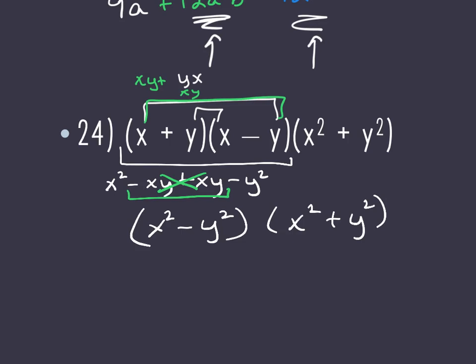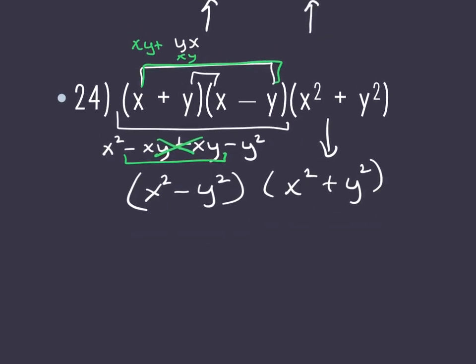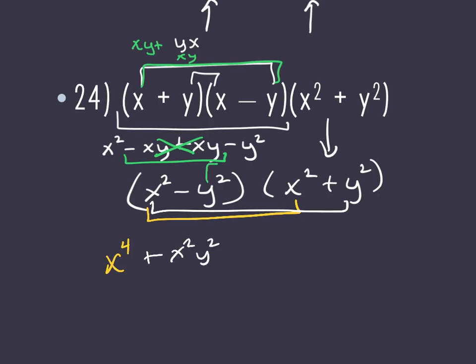And now I can FOIL it with this one. Again, that middle term is going to cancel. So again, really all I'm doing here is first and last, but just to show you, you're going to do x to the fourth plus x squared y squared. The inside gives me negative x squared y squared. And then last gives me negative y to the fourth. These cancel. So the final answer here is x to the fourth minus y to the fourth.